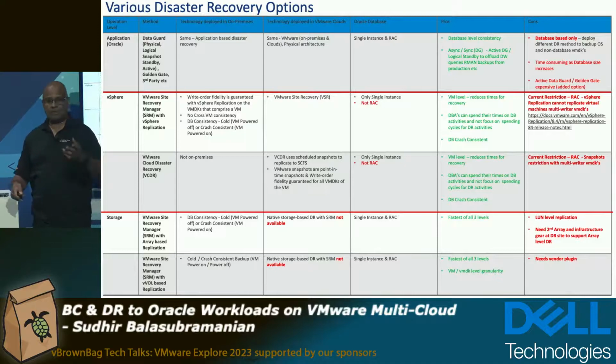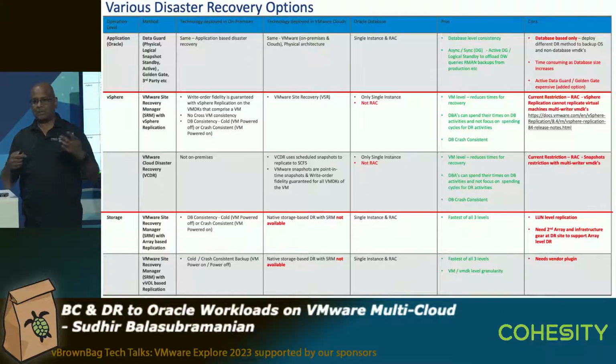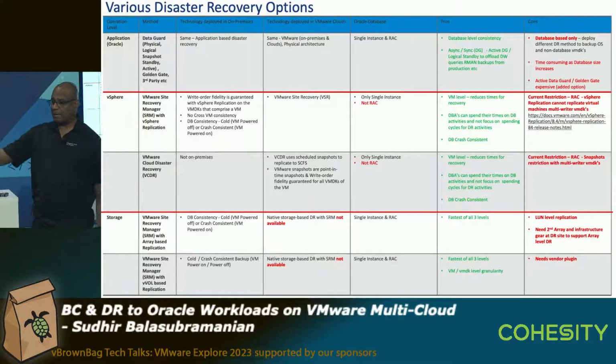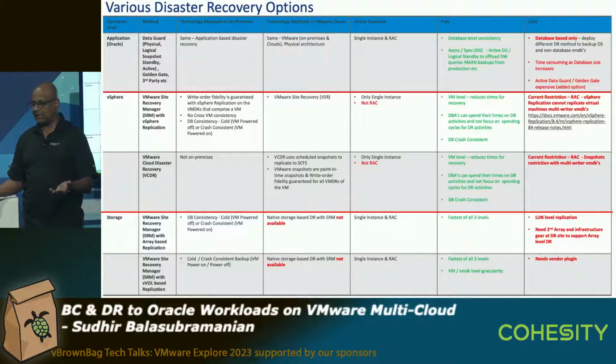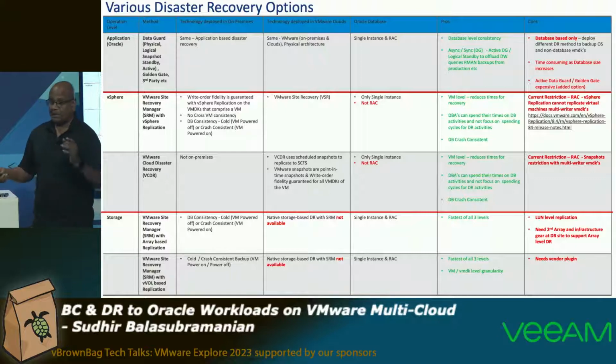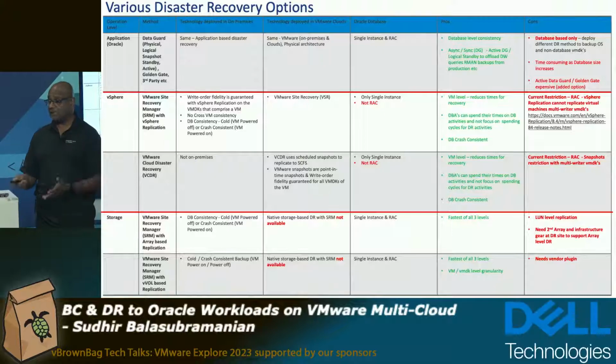Now, from a VMware vSphere perspective, you guys are VMware admins, right? I'm like preaching to the choir here. You know what SRM is, you know what vSphere Replication is. If you go to the cloud, now you have a choice. You have VCDR, you have VSR, so on and so forth. If you want to go from DC1 to DC2, primary side to a secondary side, you could do SRM with vSphere Replication, you could do SRM with storage-based replication, you could also do SRM with vVol-based replication.